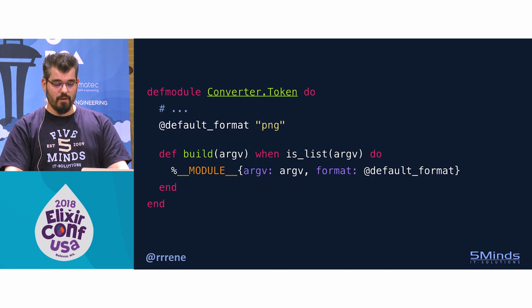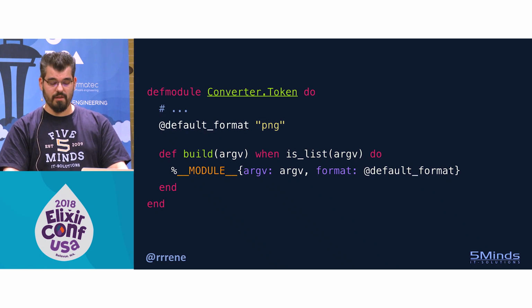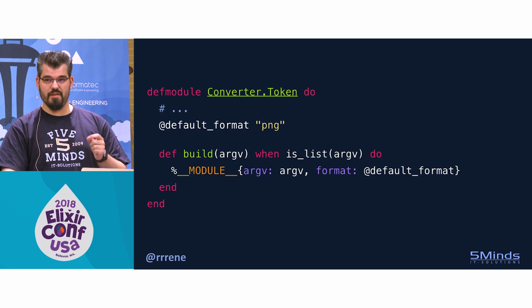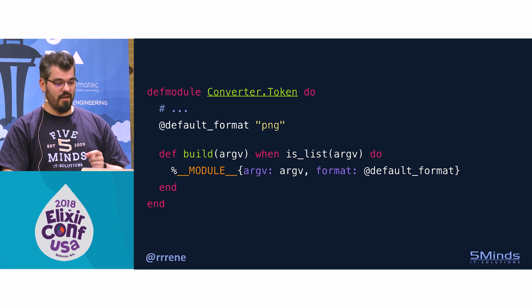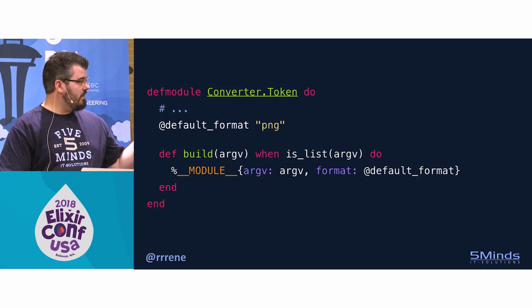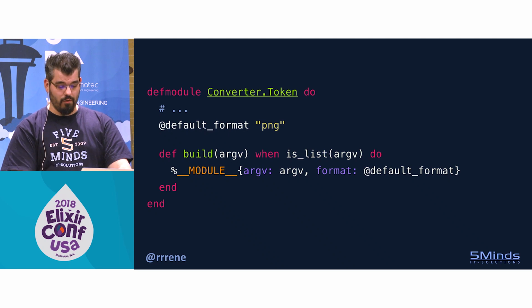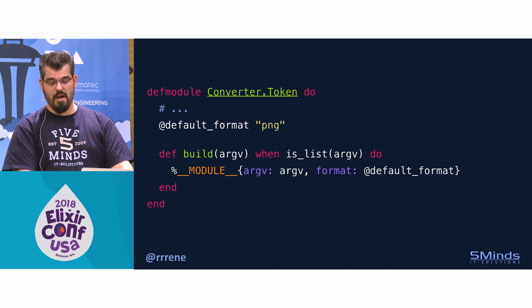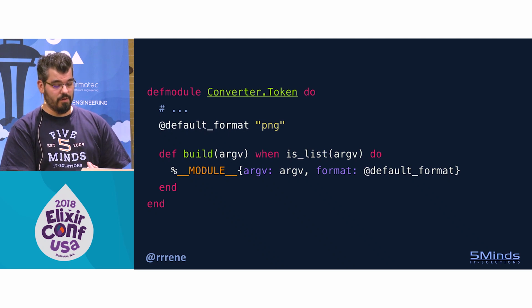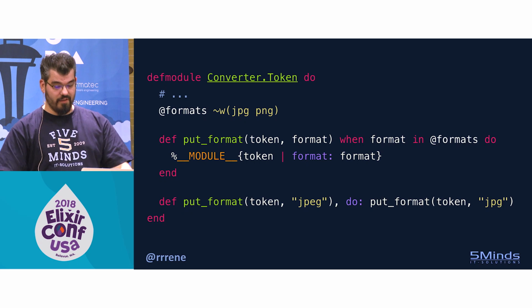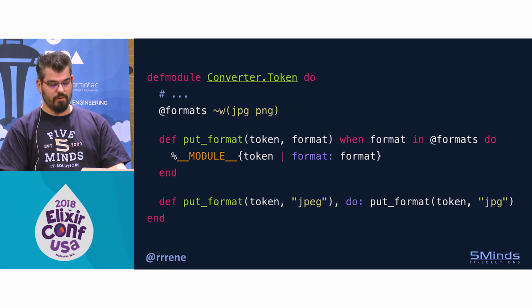You will always want to have a build function in your token API because this way you can ensure that the token you create is valid from the start. In our example, we want to make sure that the argv field is always a list, which we do with a guard, and we always want to put a default image format. Next to building tokens this way, you will also want to create functions for writing to them, since this enables you to validate and normalize your inputs.